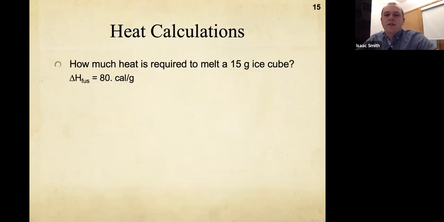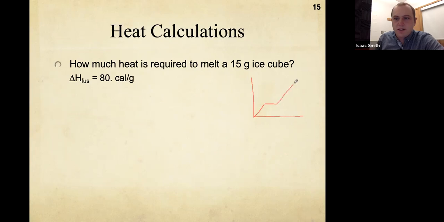How much heat is required to melt a 15-gram ice cube? If the question is just asking to melt an ice cube, we look at the heating curve, and if you're struggling with the concept, I recommend drawing these heating curves out just like this. Nothing fancy, for each problem that you're doing. Melting is how much heat is required to transition from solid to liquid, so that transition is this horizontal line right here. And horizontal lines use the Q equals m delta H equation.